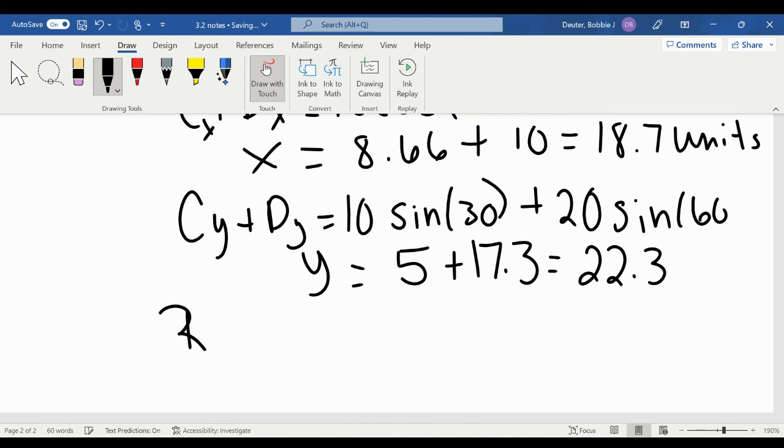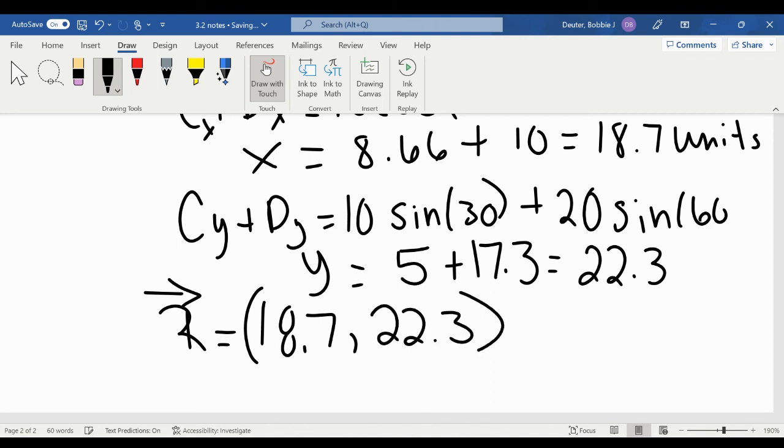So when we would write our R value, knowing what we have, R is now our resultant vector. Again, we're writing that arrow above it, showing we have a vector. We know that our x value is 18.7 and our y value is 22.3. So we're just writing that x and y value as we would plot that.